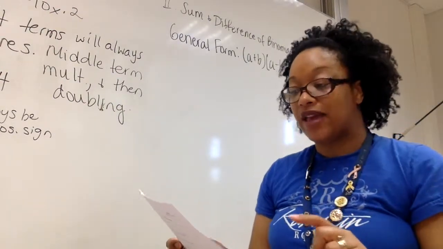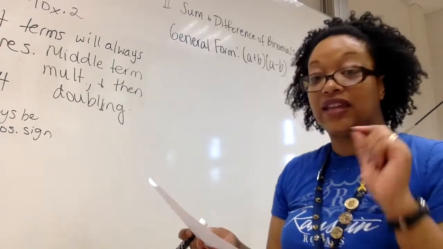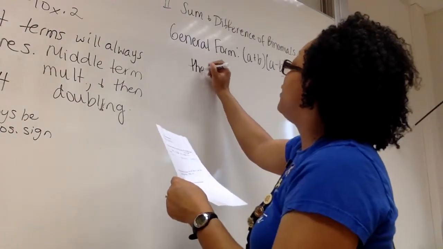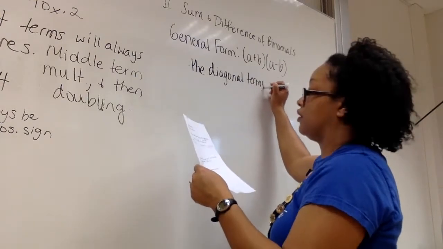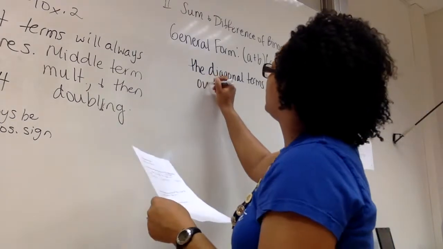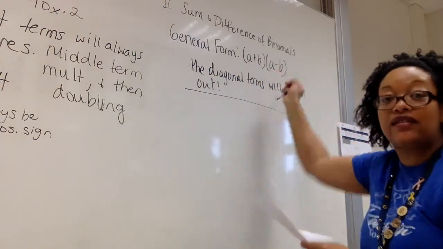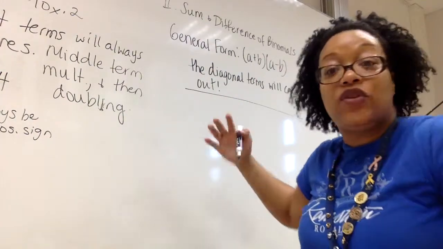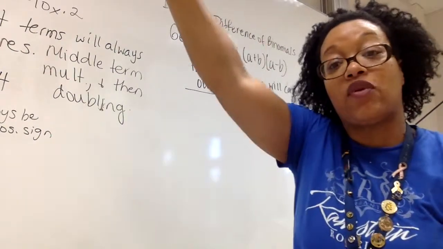So here's what's going to happen. When you use the box method to find the product, here's what you will realize, okay? Write this down in the blank. The diagonal terms will cancel out, okay? The reason why they cancel out is because you have this plus and this minus. Your diagonal terms are going to be opposites of each other. So when you try to add them, you can't. They're just going to cancel each other out. And all that you're going to be left with is the top corner and the bottom corner.